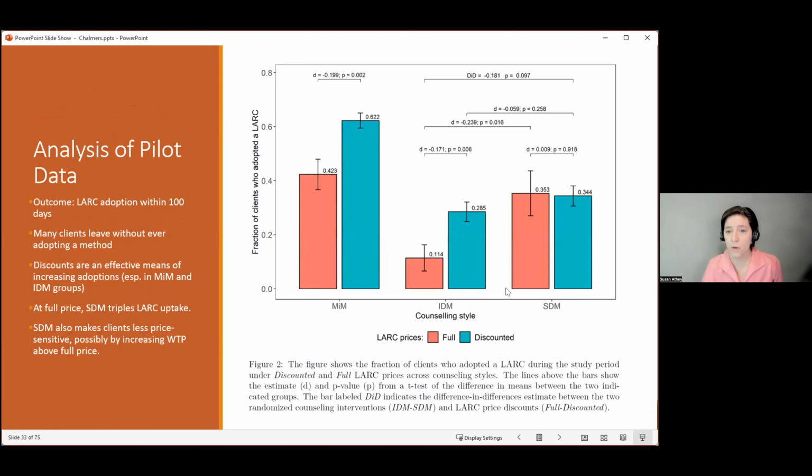Here are the results from our original purely randomized controlled trial. Method in mind, MIM, is a group of people who basically don't accept the counseling for various reasons, but they just get discounts. Let me focus on the bars on the right. Among the IDM people, where the women choose the order to talk about things in, the discounts are extremely important in terms of getting adoption: 28% leaving with a long-acting contraceptive versus 11% without the discounts. So the discounts are super important.